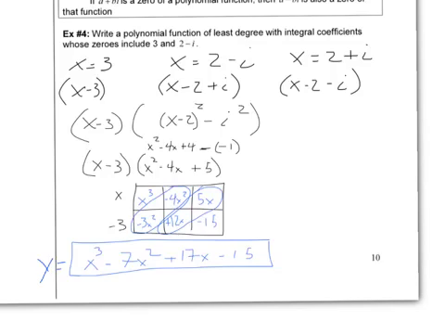Now there may exist some function with these 3 zeros and another one, but that's not what we're concerned about. That's what they mean by least degree. So this is the least degree one. There could be some other function with another one, but we don't care about that one. All right, that's it for 7.5.